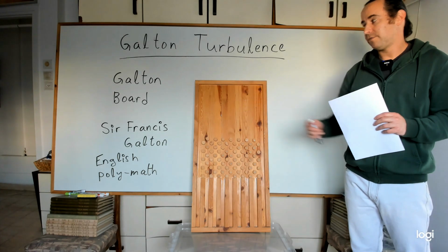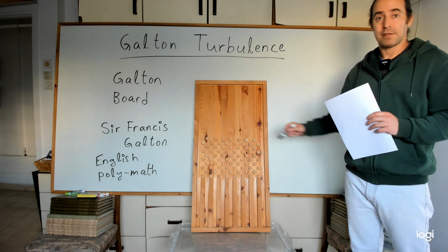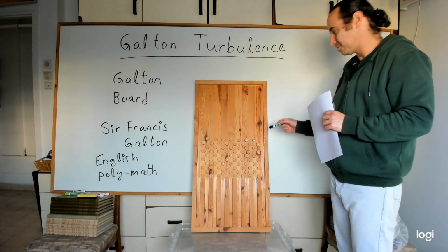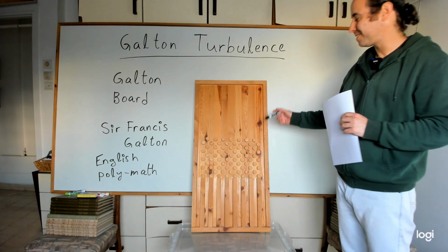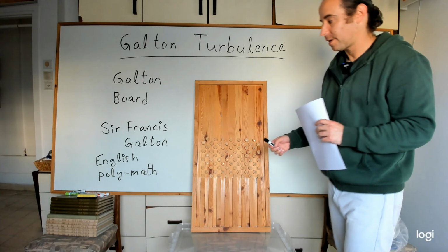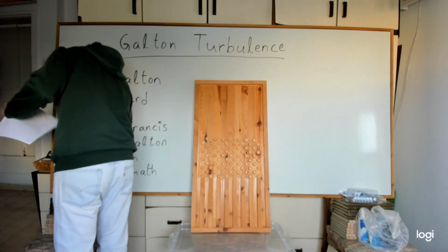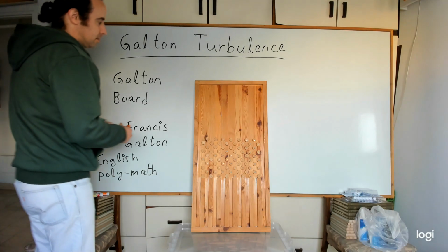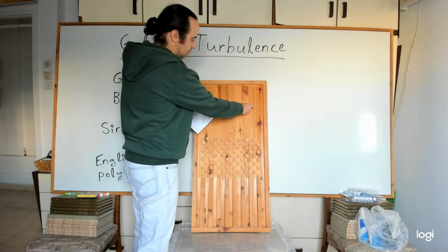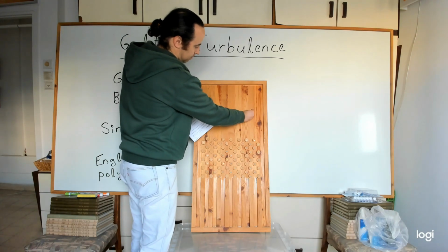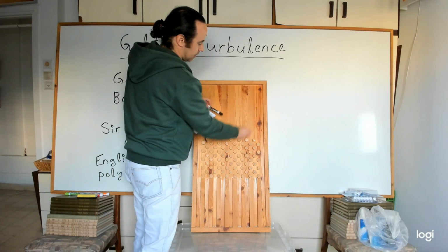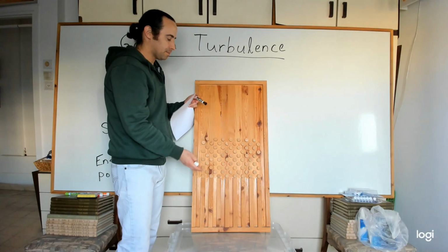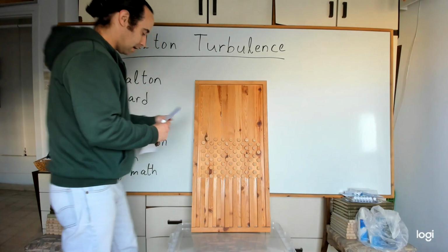So anyway, he invented many things, including this thing. You see, it's a board. I built this one, so it's not complete. It should have small boards here and here, and then a glass cover, and then you can flip it. And the balls, I'll show you how it works.